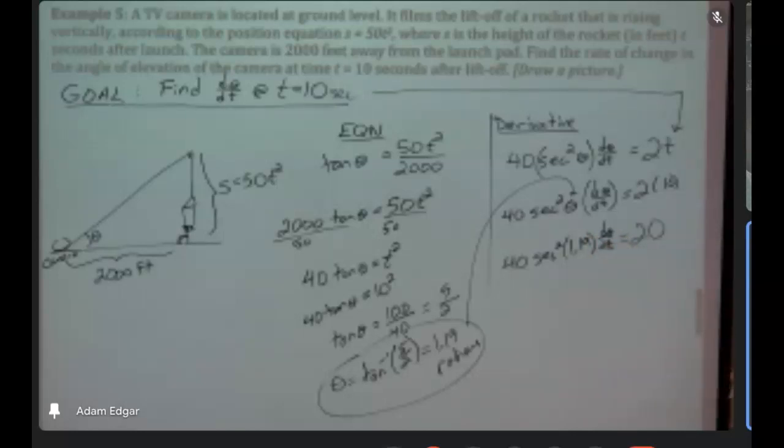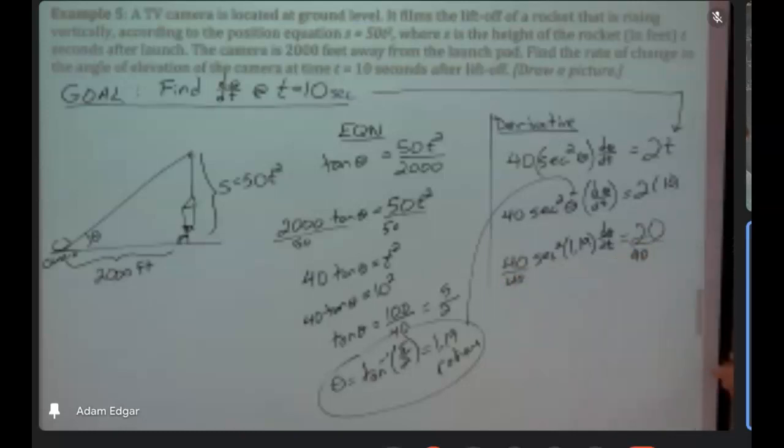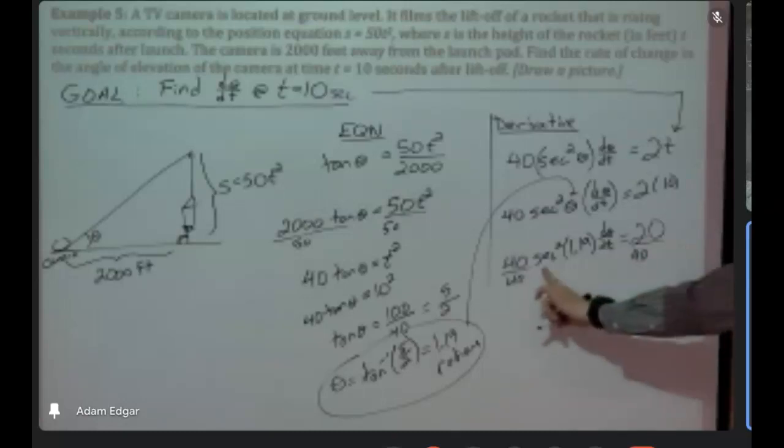And what do you do now? Divide, so divide the 40 over. And do you have a secant button on your calculator? No. Let's try to avoid secant. How can you get secant over here? How can you get the secant function to the other side?